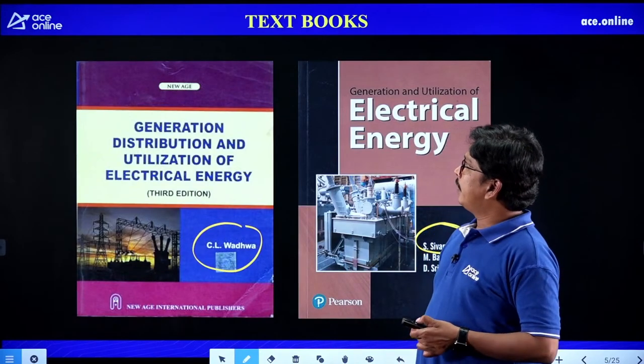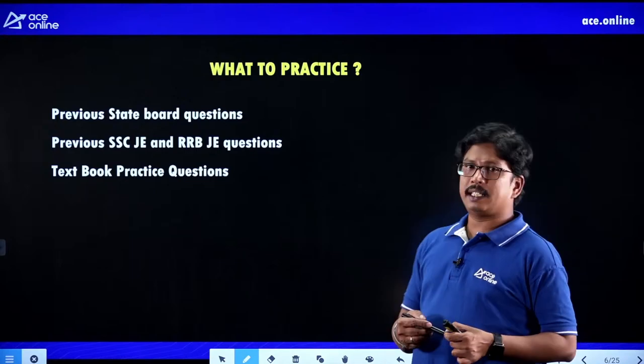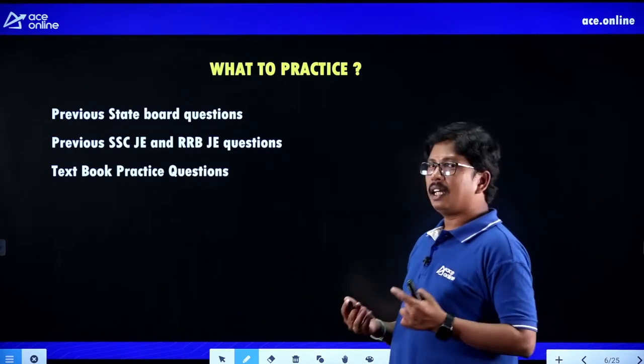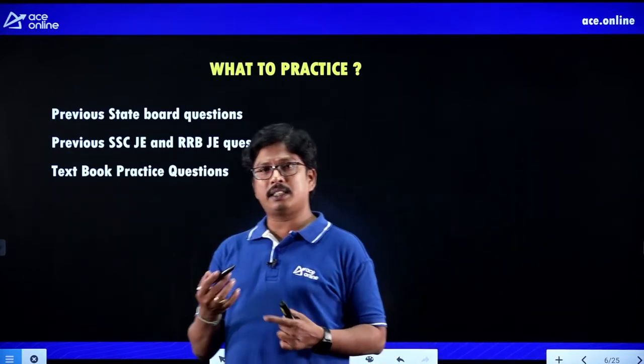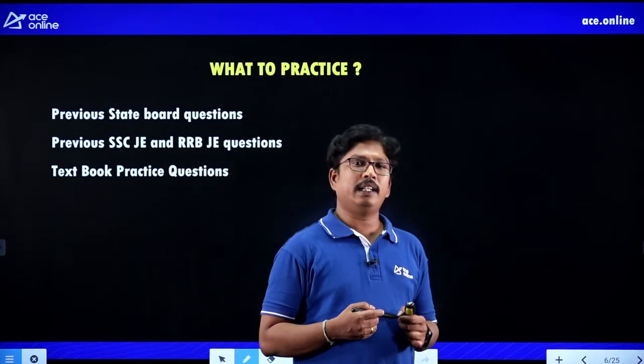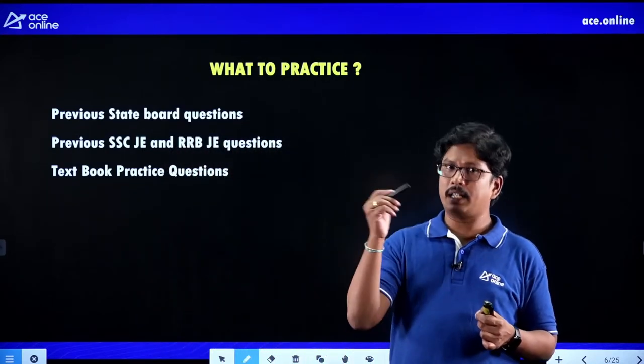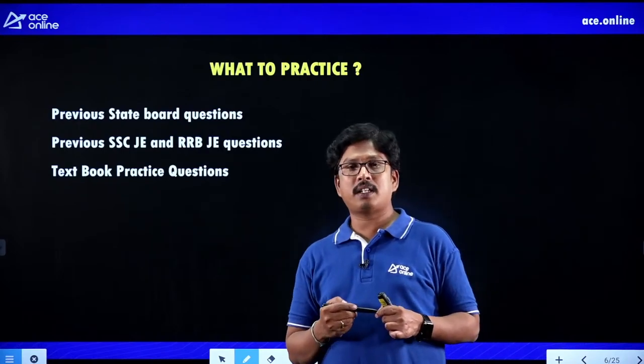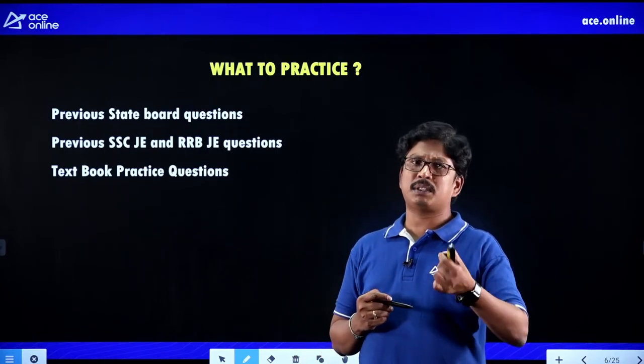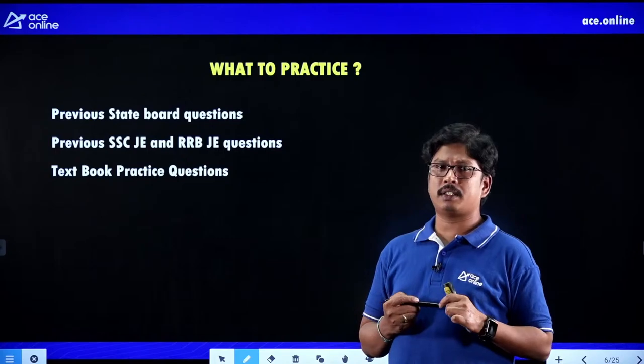Clear? Now, what do you have to practice actually? We do not have utilization of electrical energy in GATE, and in engineering services also we have less weightage. We have utilization of electrical energy, but very few times they ask questions from utilization of electrical energy.